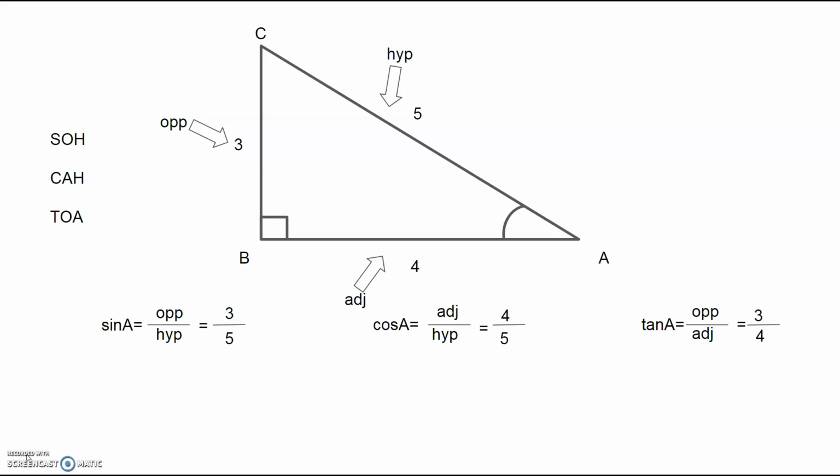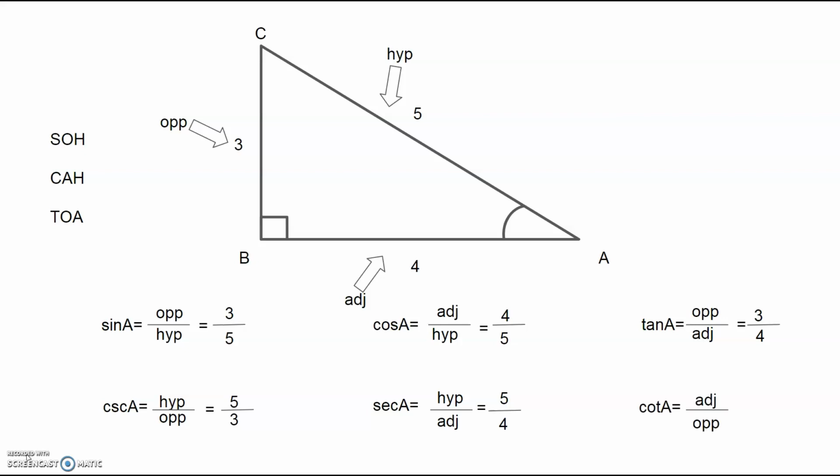Now we will go over the reciprocals of these 3 trig ratios. Cosecant is the reciprocal of sine, meaning that it equals the hypotenuse over opposite. So the cosecant of angle A is 5 over 3. Secant is the reciprocal of cosine, which means that it equals hypotenuse over adjacent. So the secant of angle A is 5 over 4.